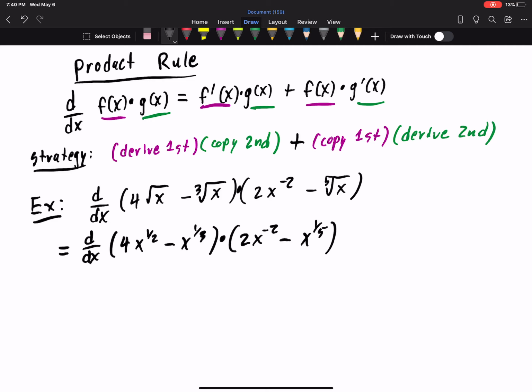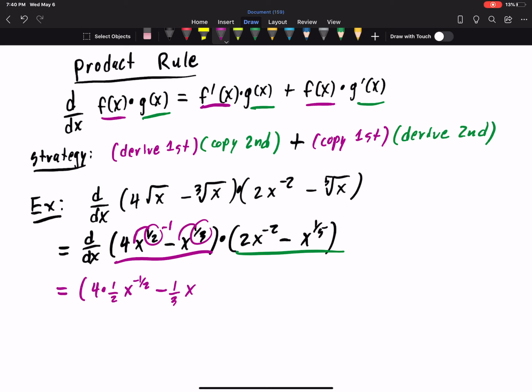So now we can derive this. What's the first function? What's the second function? Purple and green, as always. So now we're going to derive this using the product rule. Derive the first one. So what we do is we take our fractional power, we bring it down in front, subtract 1 from the power. So we have 4 times 1/2 times x to the minus 1/2. And then we do the same thing with the second term. You bring your 1/3 down, so you have minus 1/3, x to the minus 2/3 when you subtract 1 from the exponent. Okay, so that derives the first. Then we leave the second one alone. Copy paste. Nothing changes. Nothing at all.